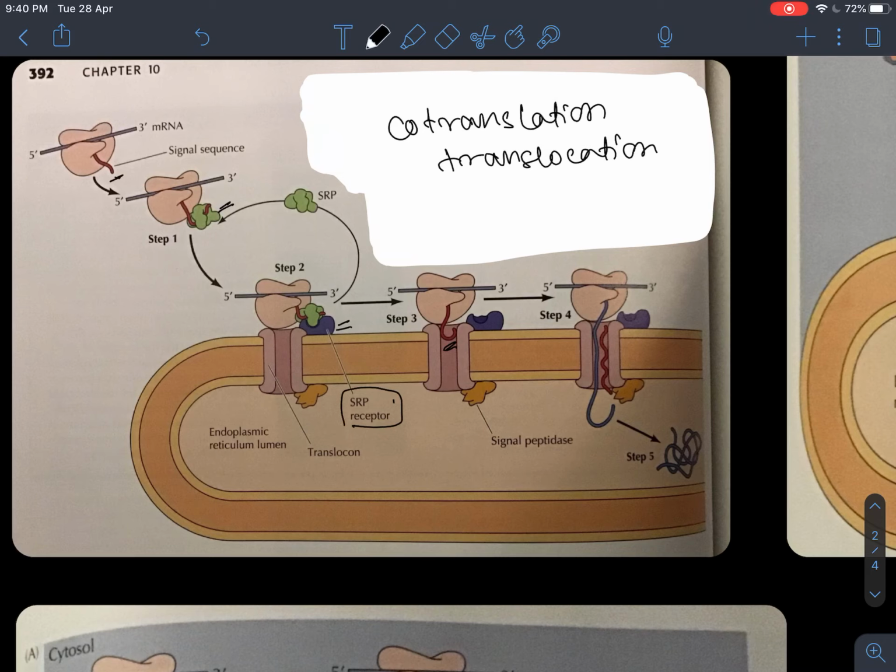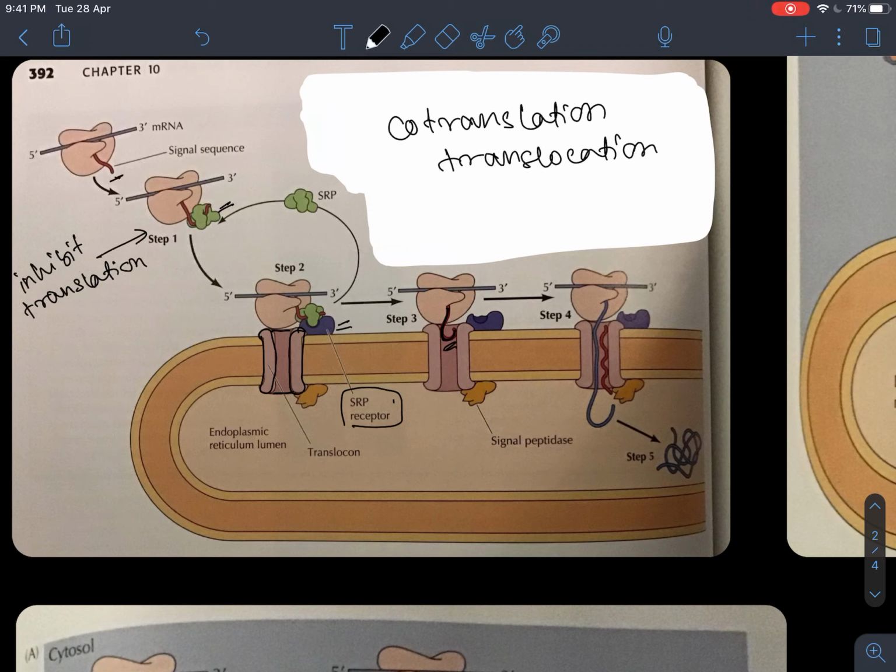This SRP is then released, and the ribosome then binds to the translocon. This is the translocon by which the translocation will be done, and the signal sequence is then inserted within this translocon. One thing I forgot to mention: when SRP binds with the signal sequence, it immediately inhibits the translation. So the translation or peptide synthesis is stopped by SRP when SRP binds with the signal sequence.